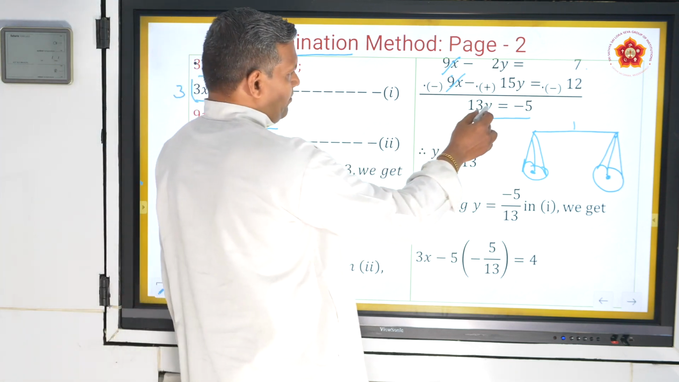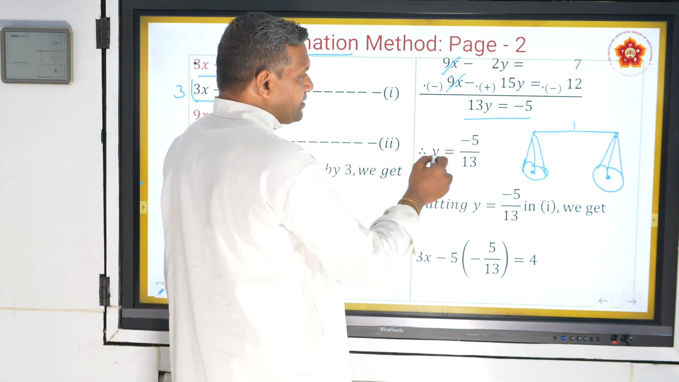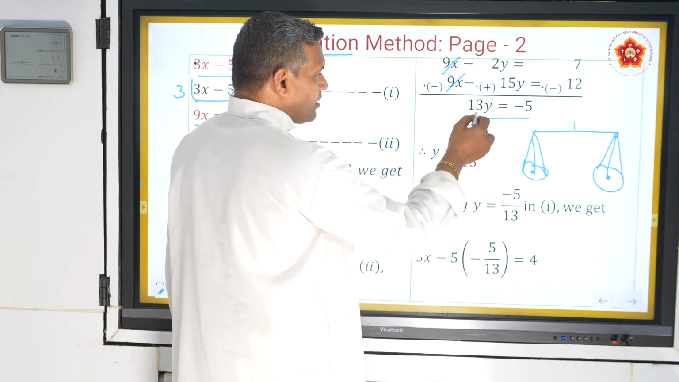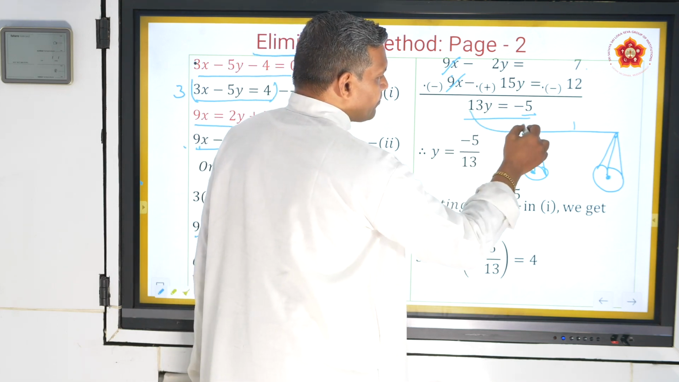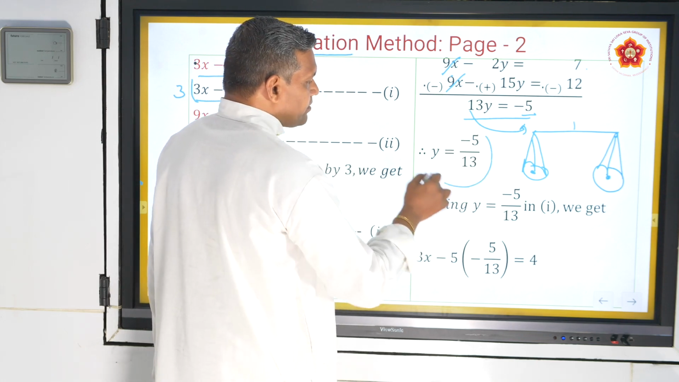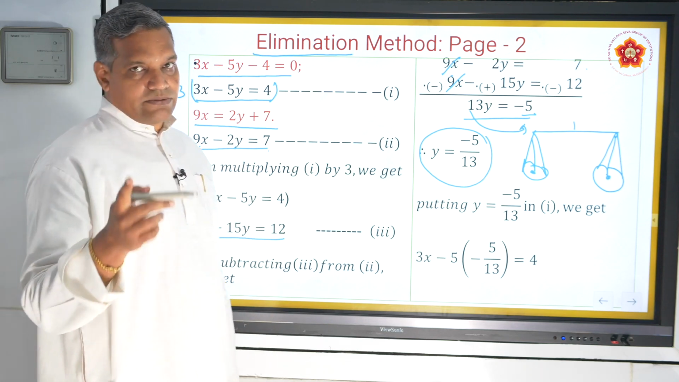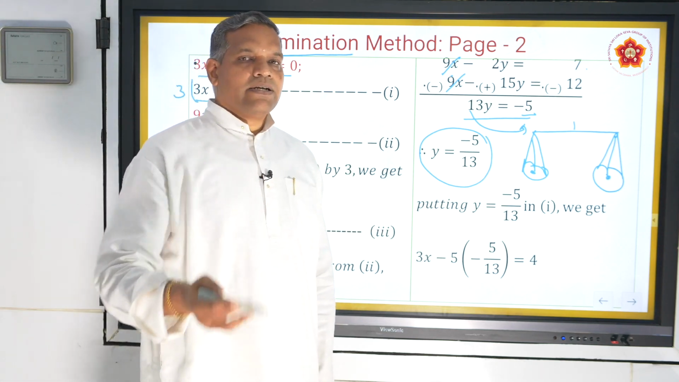Now keep the y as such. Minus 5 is on the RHS. Just transpose this 13. You know what happens to this 13. So now y is equal to minus 5 by 13. You got the y value. That you have to substitute into one of the equations. I said this is the elimination method, still you will substitute to get the other value.